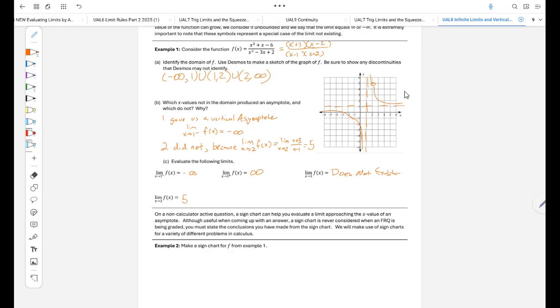So when you make a sign chart, you've got to do a couple things. You're going to draw a number line. You're going to label it with what you're making a sign chart for. We're making a sign chart for f of x. And then we need to find all the zeros of the numerator and all of the zeros of the denominator. So we're going to put lines. This is a number line in the end. We've got to find the zeros of the numerator and the zeros of the denominator.